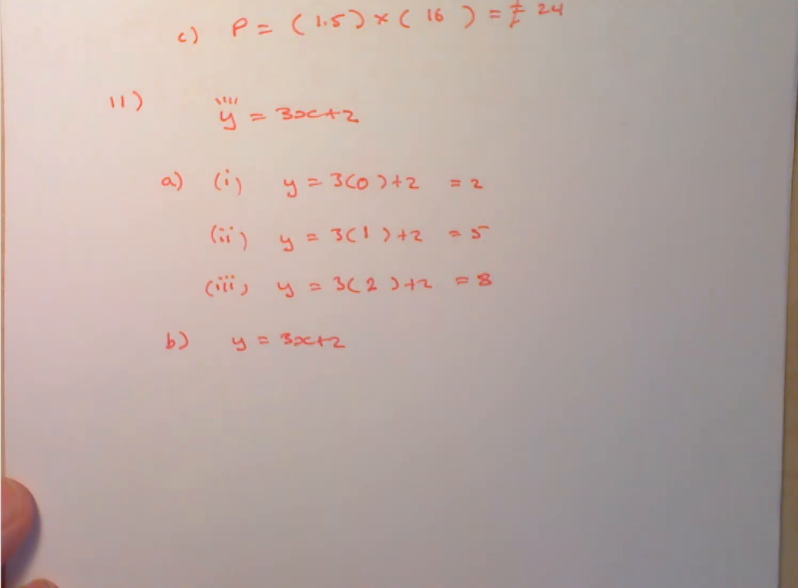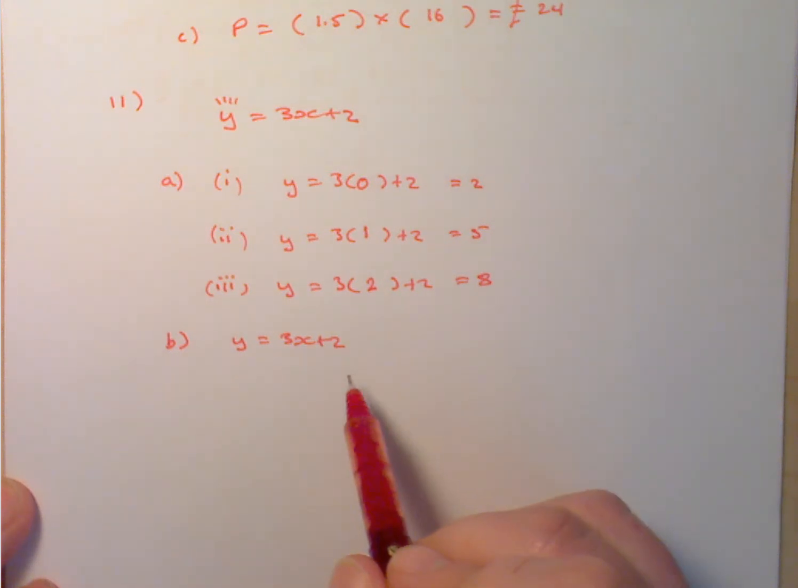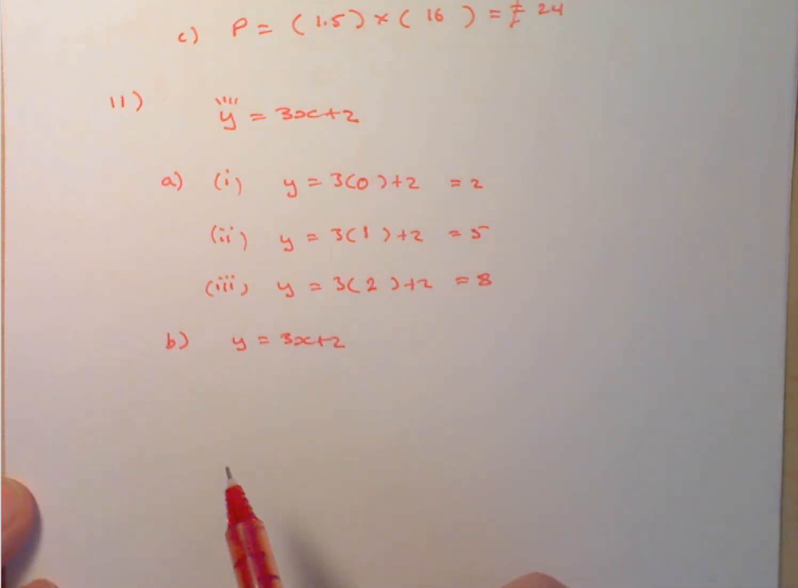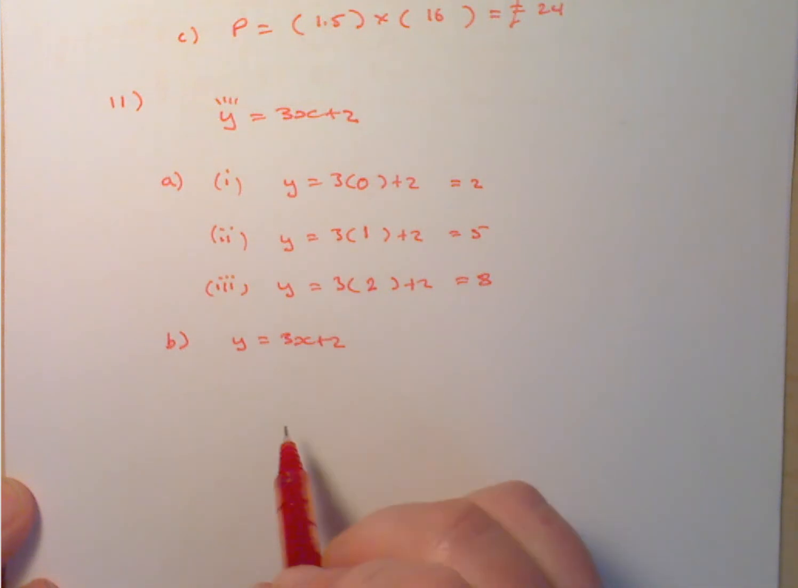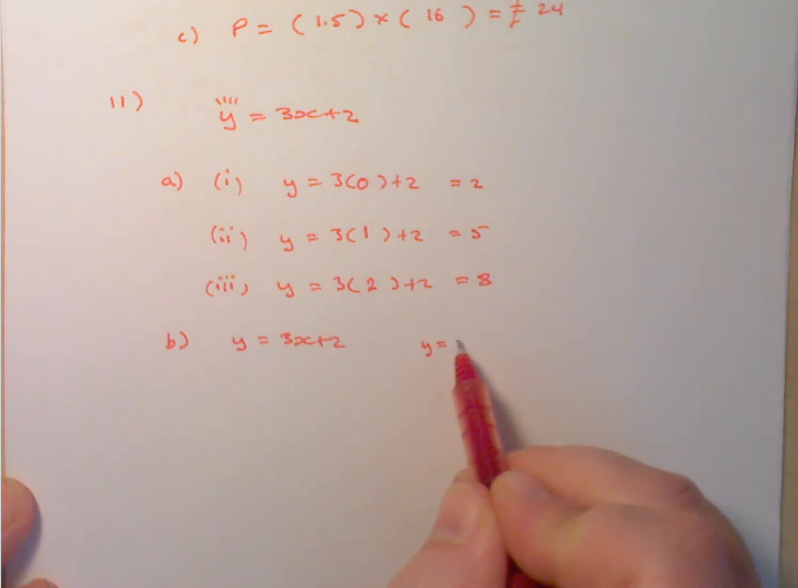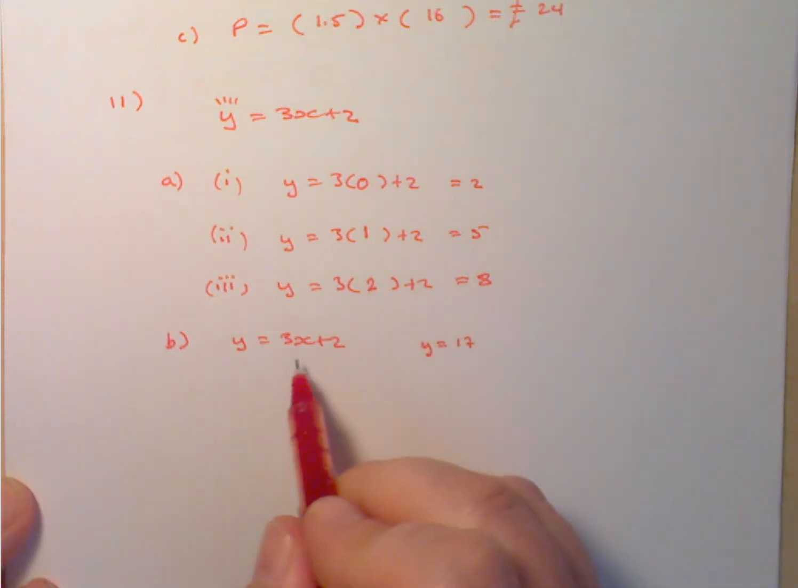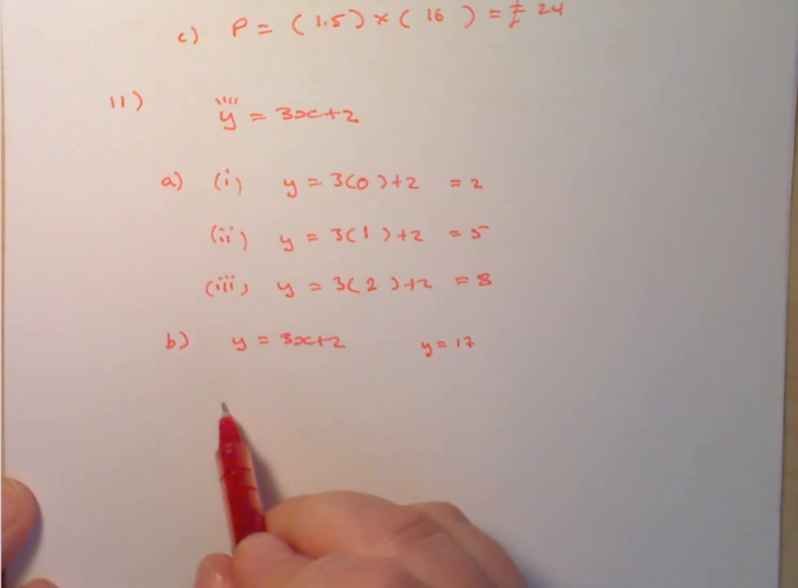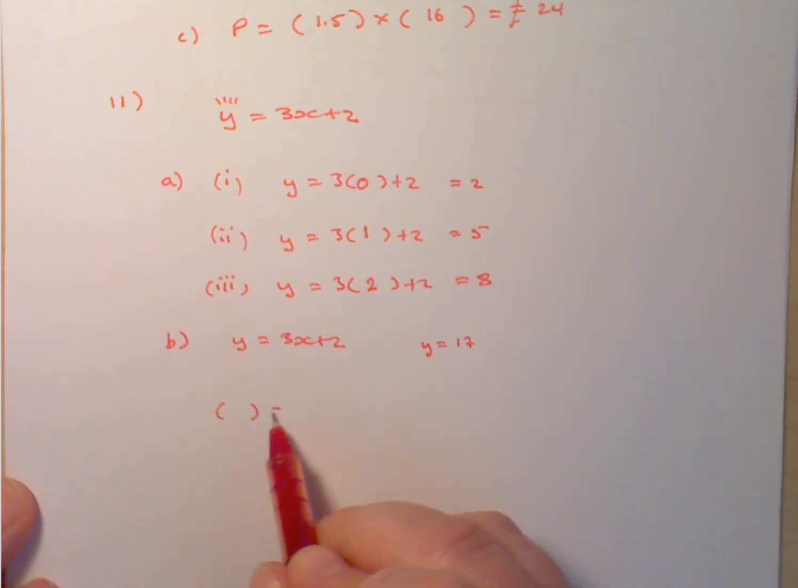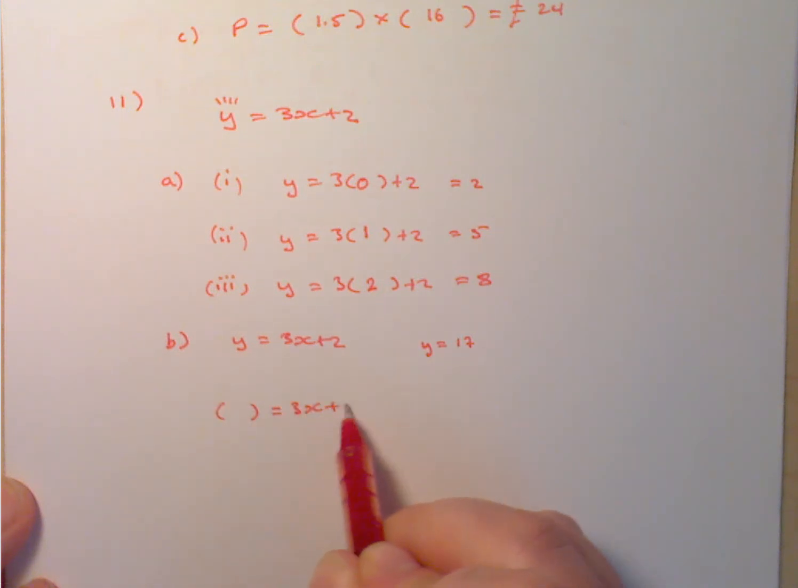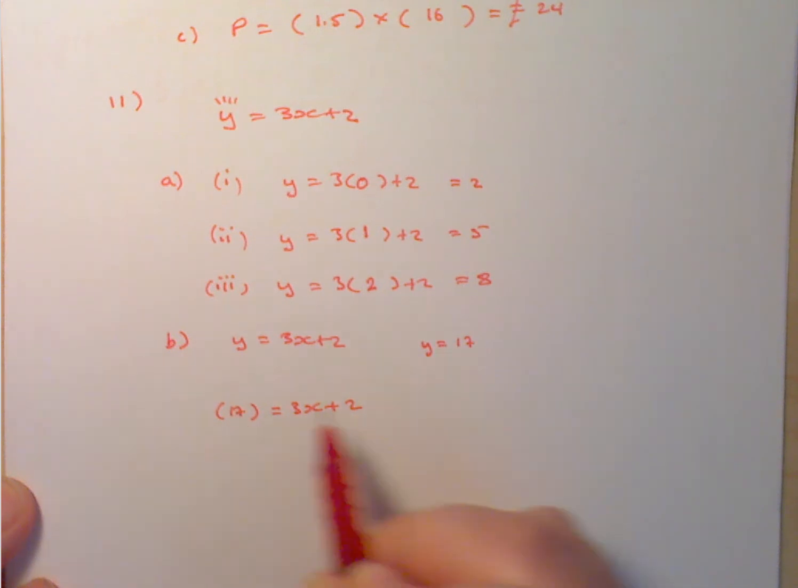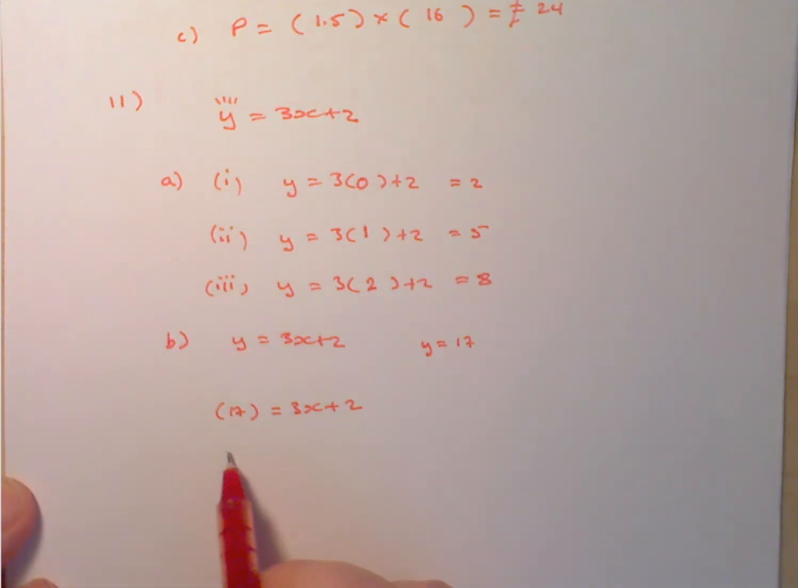And 11 part B, we've got y equals 3x plus 2. And in y equals 3x plus 2, this time they tell us that y is equal to 17. So it's the y I'm replacing. So I'm going to put open brackets around the y and leave that alone and put 17 in here. Once I do that, I can then write that as 17 equals 3x plus 2. And what I have is an equation.